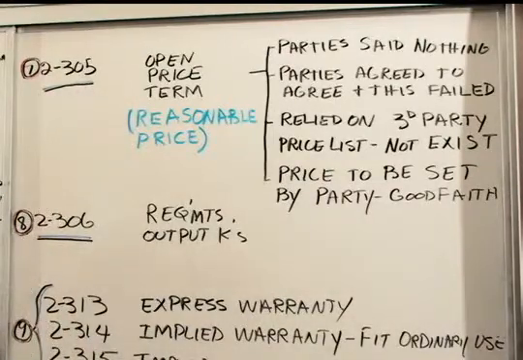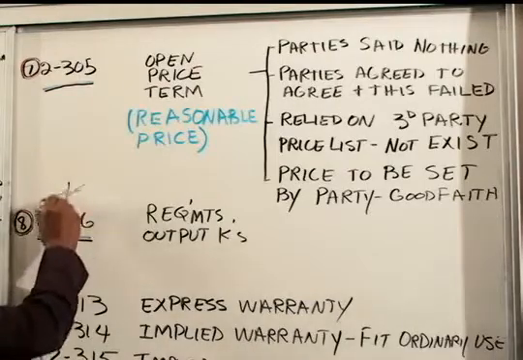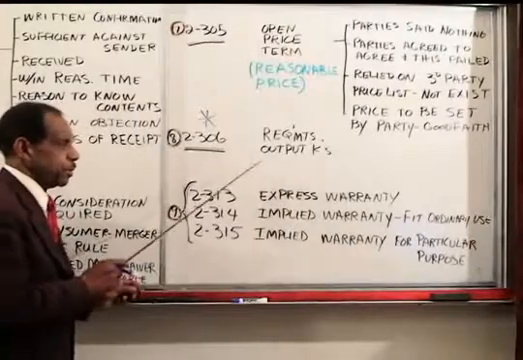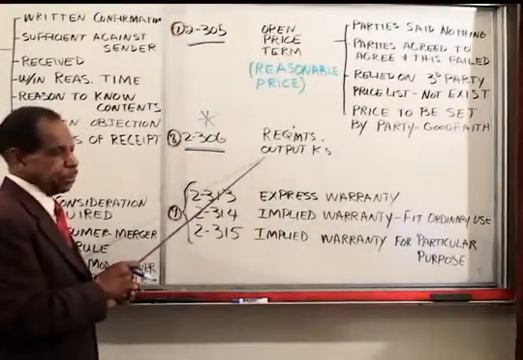2-306. 2-306 is about requirements and output contracts. There's an entire lecture on that subject, as the asterisk shows here. Please take a look at it. I won't try to summarize it here. It's too complicated.